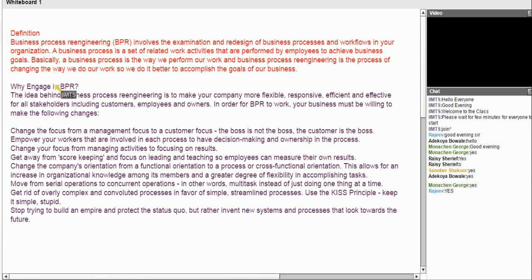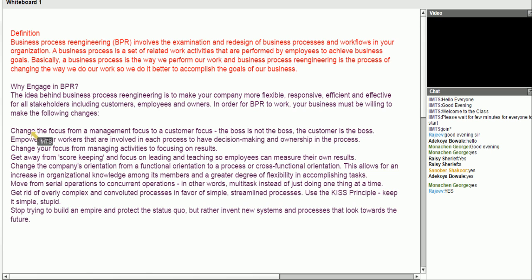Why engage in business process re-engineering? The idea behind business process re-engineering is to make your company more flexible, more responsive, more efficient, and more effective for all the stakeholders, including the customers, the employees, and owners. Right? So this is what we are trying to achieve as an organization. In order for business process re-engineering to work, your business must be willing to make the following changes. Now, what all changes do we need to make in the system for it to be effective?